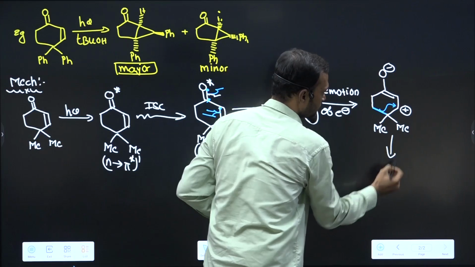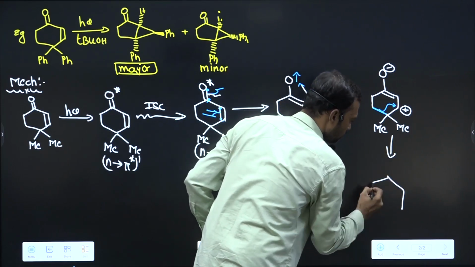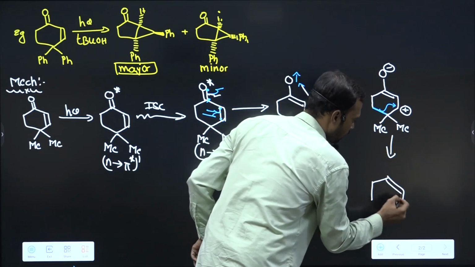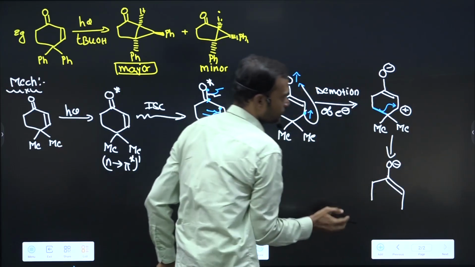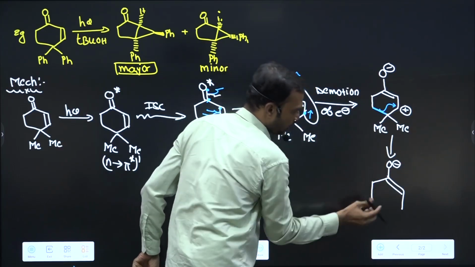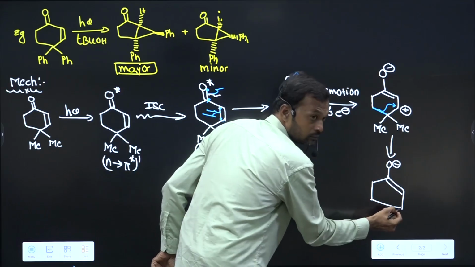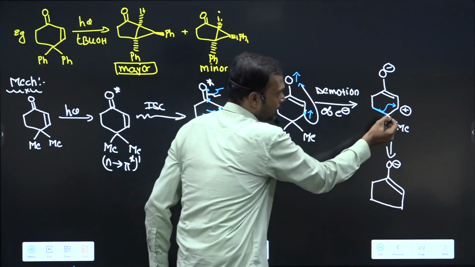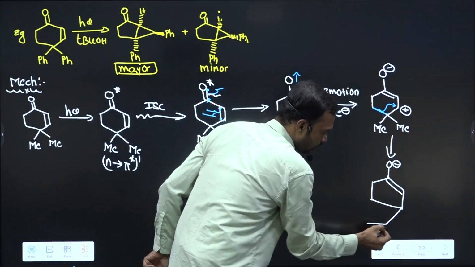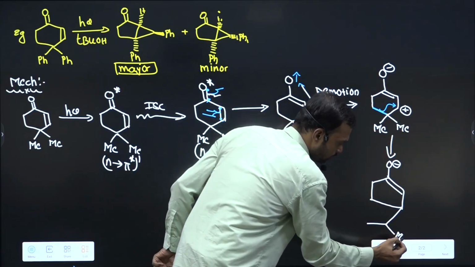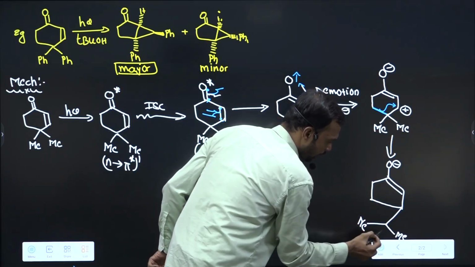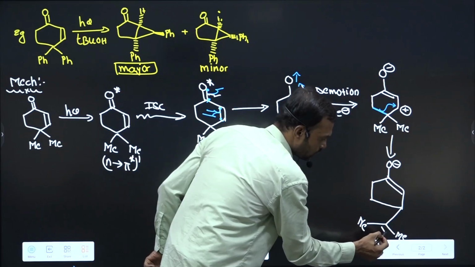Then what is your answer? Here already a double bond is there. What is the charge? Negative. If this bond breaks from here to here, can I write one new bond here? Now already this and this carry a methyl group. Here methyl and here methyl. And what is the charge here? Now it is positive charge.